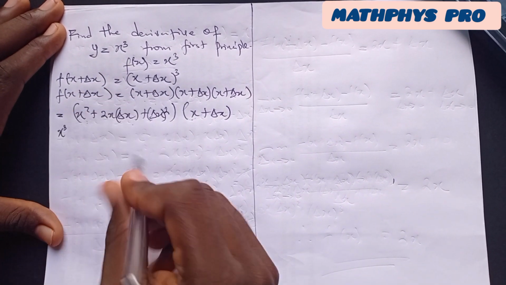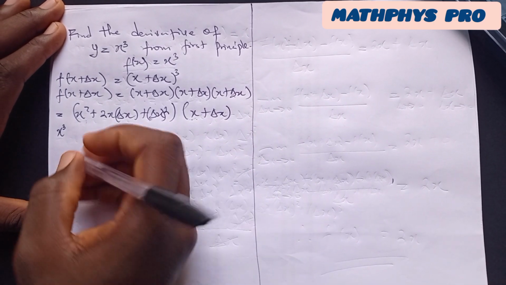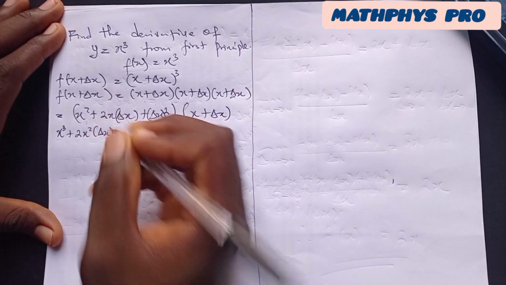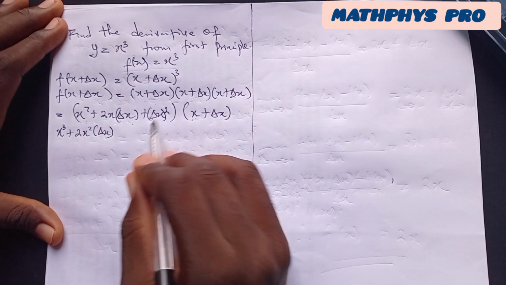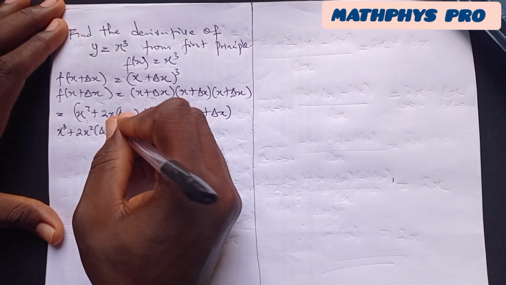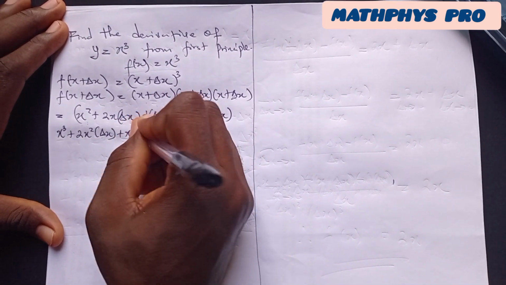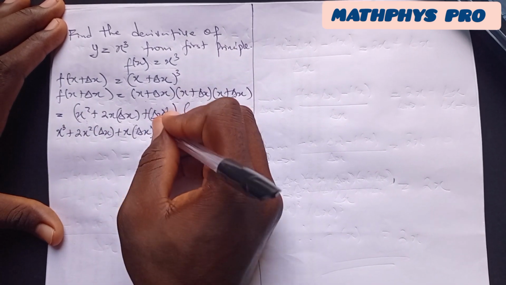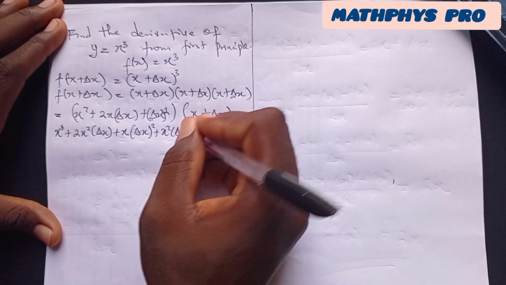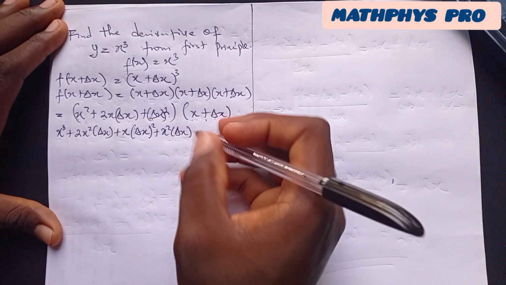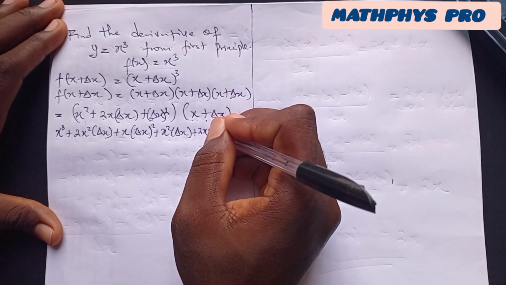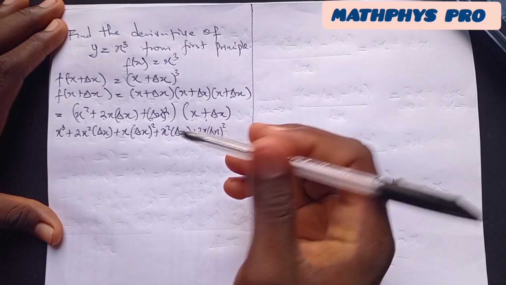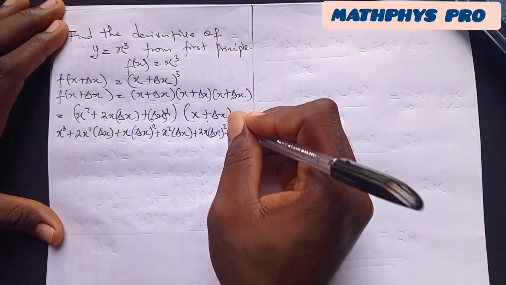Now x times x gives you x cubed. x times 2x change in x gives you plus 2x squared change in x. x times change in x squared gives you plus x change in x squared. Change in x times x squared gives you plus x squared change in x. Change in x times 2x change in x gives you plus 2x change in x squared. Change in x times change in x squared gives you plus change in x cubed.